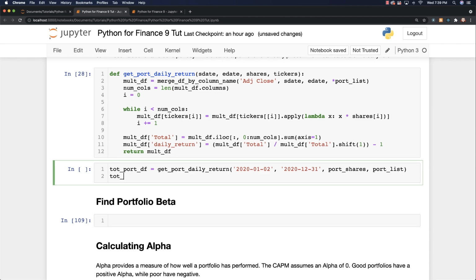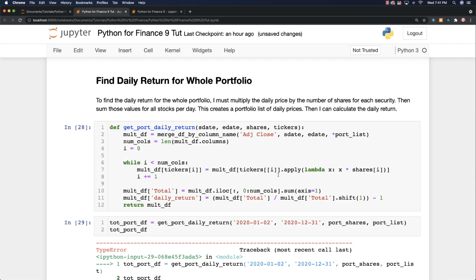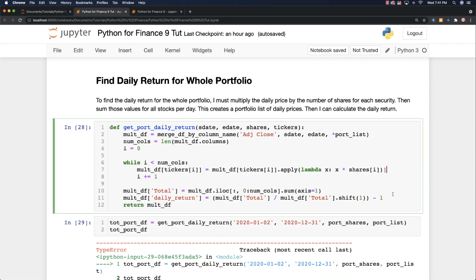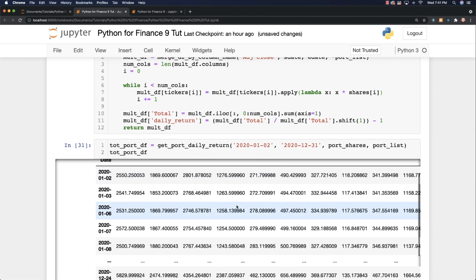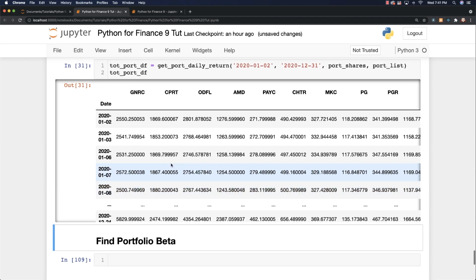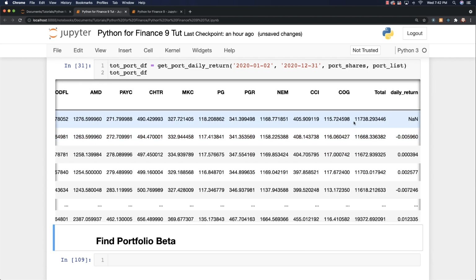And if I do that, I can say total port data frame, boom, and I must have made a little error here. And here is the bug. Get rid of this bracket right there, and also get rid of this one at the end right here. I think that fixed it. And let's come in and run it. And there you can see we have the different price changes for each of our securities depending upon the number of shares. And then at the end, we have the total value of our portfolio and the daily return.